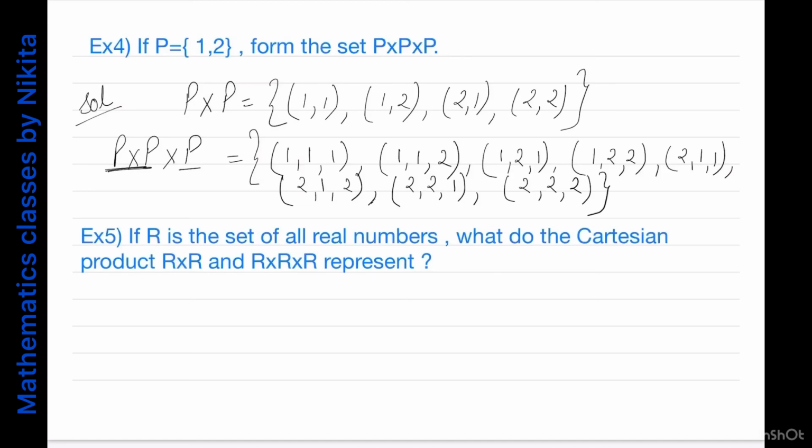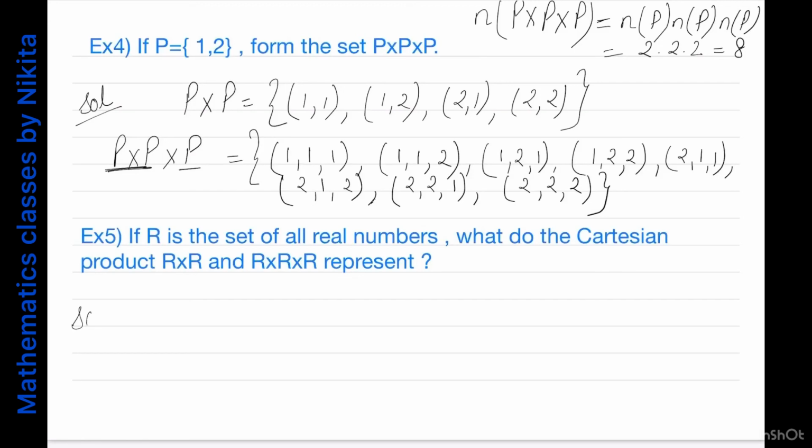And if you have to find the cardinality of P cross P cross P, so this will be equal to cardinality of P into cardinality of P into cardinality of P, which is equal to 2 into 2 into 2, which is 8, and you can see that we have 8 elements. Okay, now next example number 5.